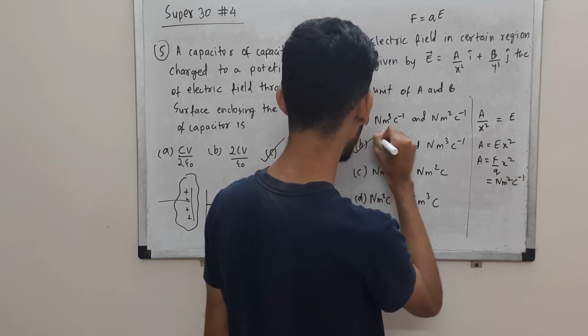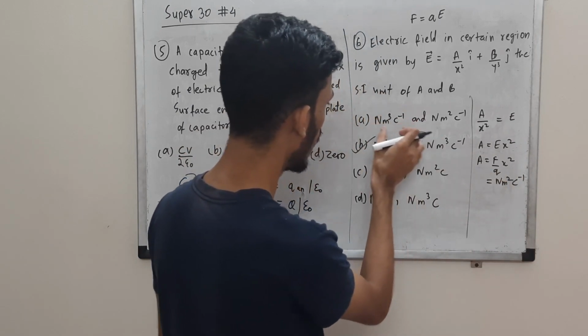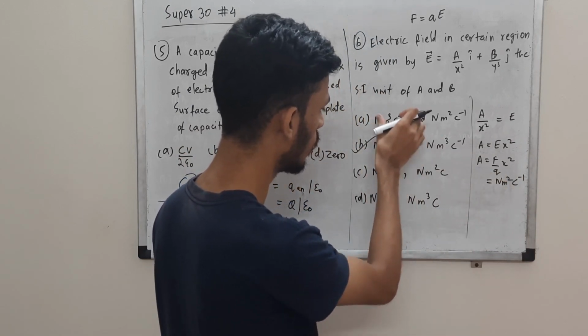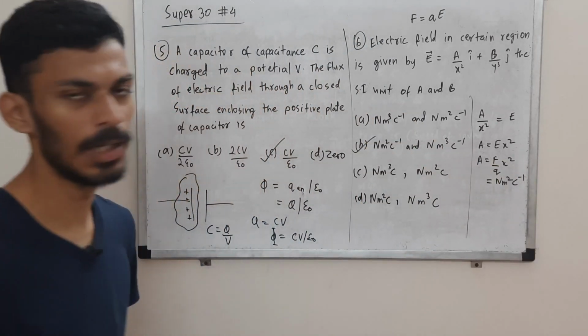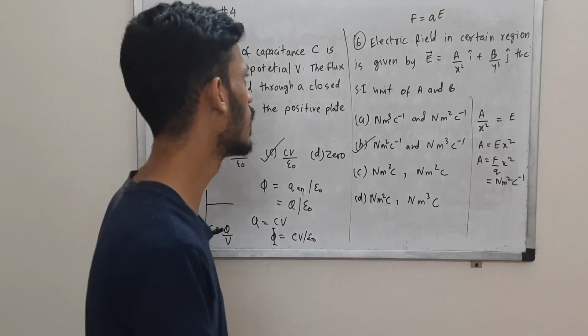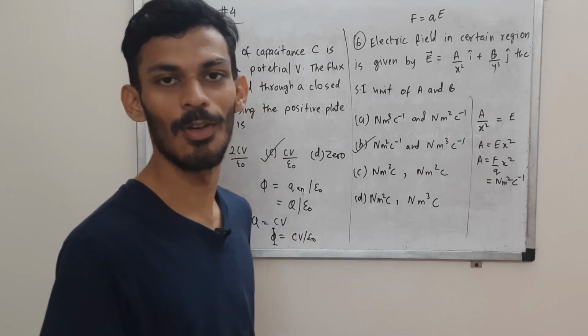You can also try by elimination. You can see that A has Newton meter square per coulomb. None of this matches, right? Only this option is matching, so that should be true for B too. You can try, that will give you the answer. So that is about question 5 and 6. Over to the next one.